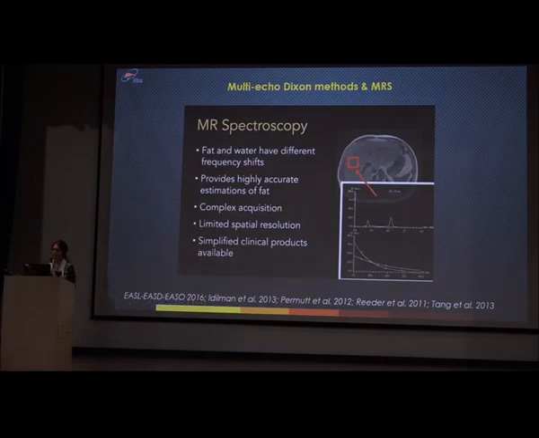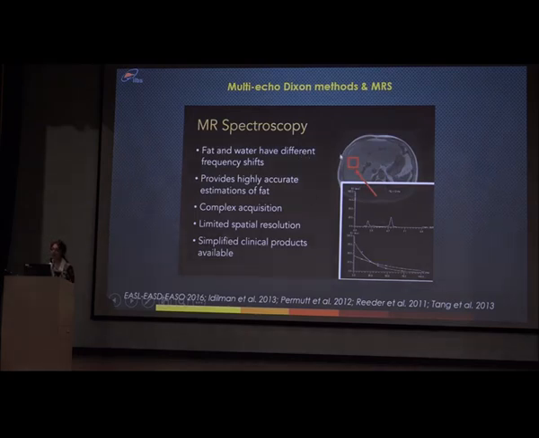Seems a little tedious, but it's not so tedious if you compare it to the MR spectroscopy, which is still one of the best and gold standards of fat estimation in the liver. Why are we not using it? Because it's very tedious, it has a complex acquisition, and it has a limited resolution.